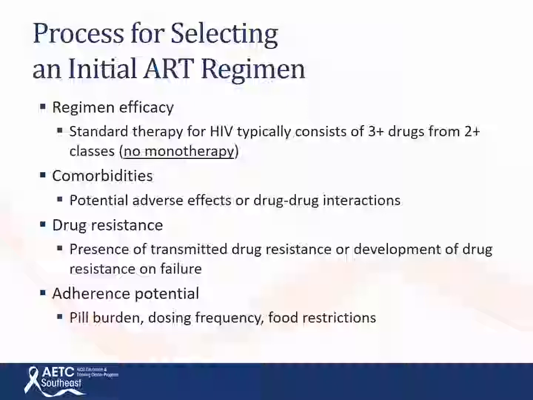We also consider comorbidities such as tuberculosis, liver disease, depression, cardiovascular disease, chemical dependency, or pregnancy. Any comorbidity where there might be a potential for adverse effects or for drug-drug interactions. We consider drug resistance, so if a patient has transmitted drug resistance or developed drug resistance on failure. And importantly, we consider adherence potential. So we consider the total daily pill burden, the dosing frequency, or any food restrictions.